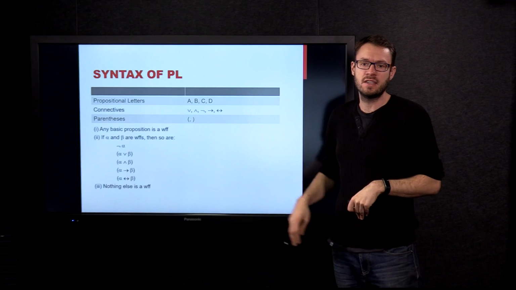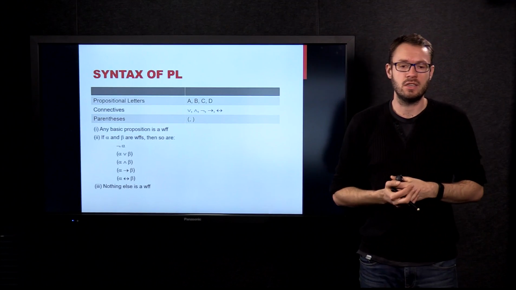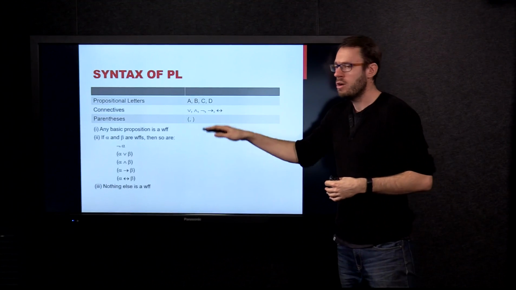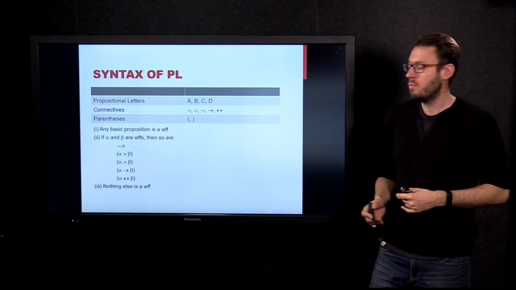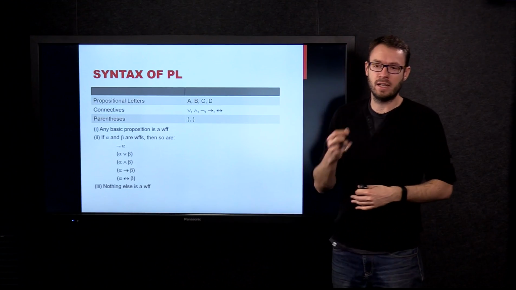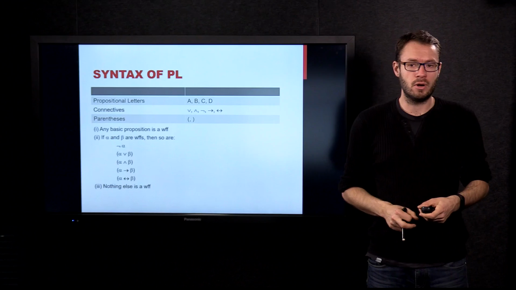And then we've got the parentheses, and we use the parentheses in order to disambiguate sentences inside the language. And the way that we define the syntax was using this recursive structure. And this recursive structure, the beauty of it is that we can use it for arbitrarily complex statements inside our propositional logic.